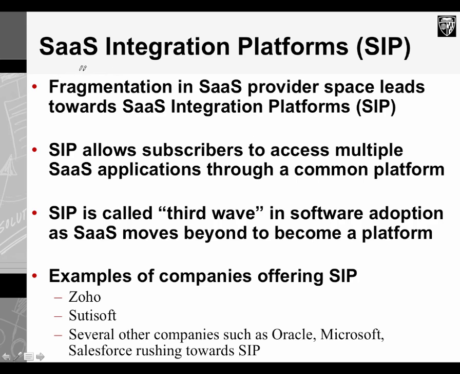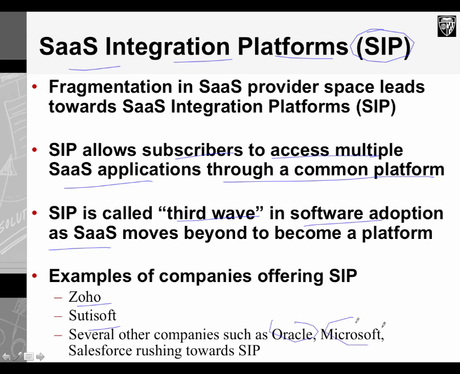So there's this concept called SaaS integration platforms, or SIPs, which allow the subscribers to access multiple SaaS applications through a common platform. This is considered to be a third wave in software adoption as SaaS because it allows an organization to go to one vendor and have the different products coming from these different vendors. Companies like Zoho, Sutisoft, and several other companies like Oracle and Microsoft are also doing this. They are actually buying up other companies and providing a comprehensive solution.